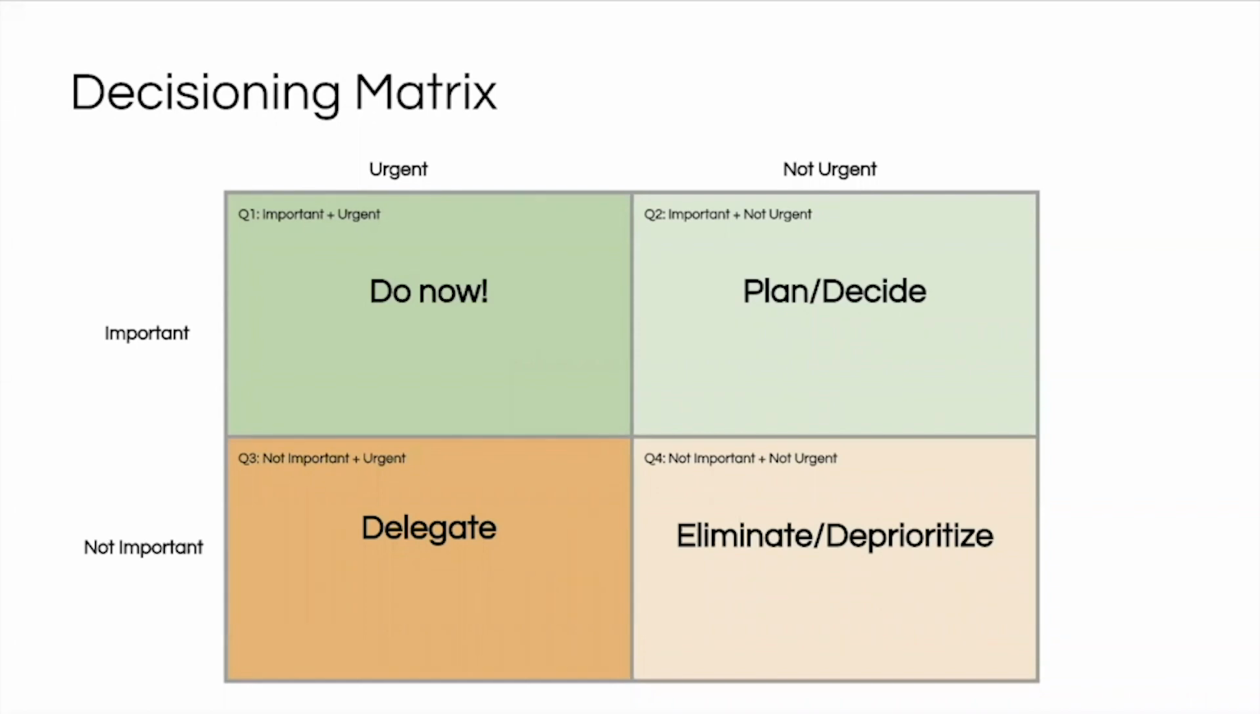Another example here is, let the software do it, right? Delegating doesn't just mean handing off tasks to people. You can also delegate it to software. And in many cases, this is often cheaper and faster as you automate the task.